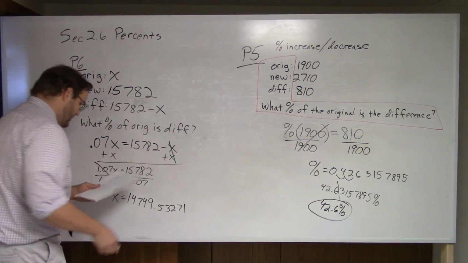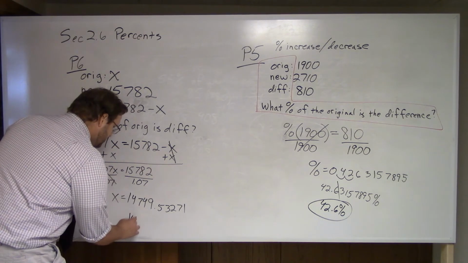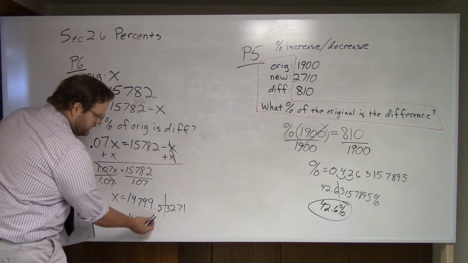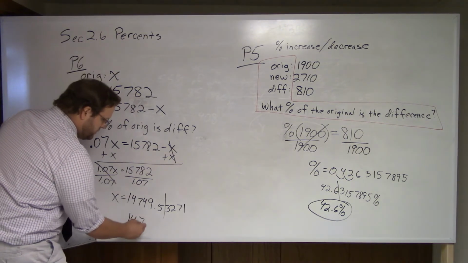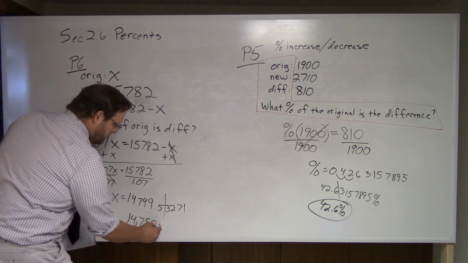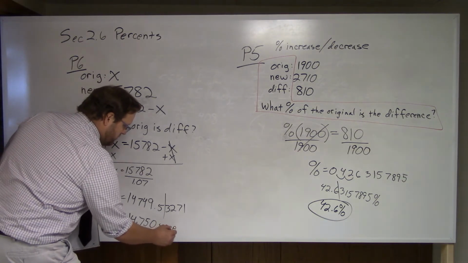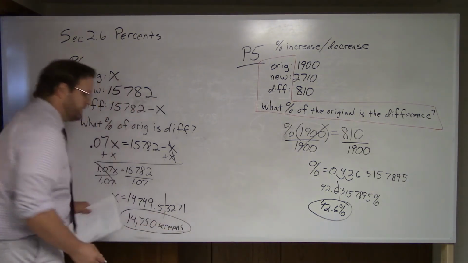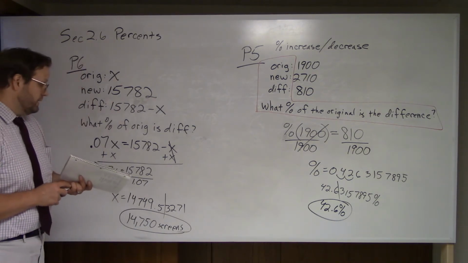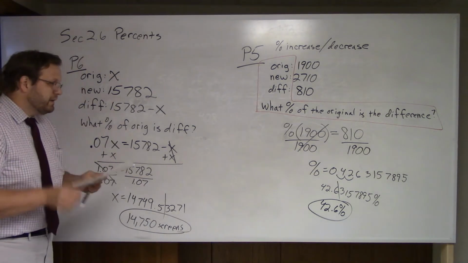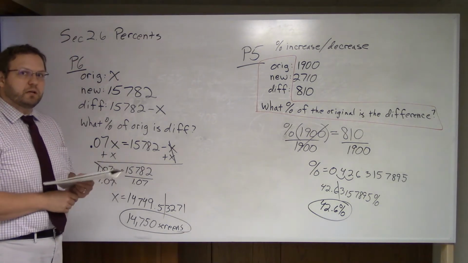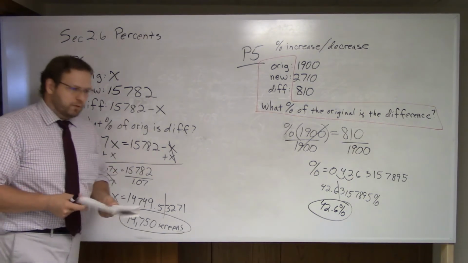So what I should be getting here is 14,700. I cut off here. This is going to round that up, so I have that right there. And there we go. Okay. So again, we don't always have to move decimals. It's only when we're dealing with the percentages themselves. Let's look at one more.